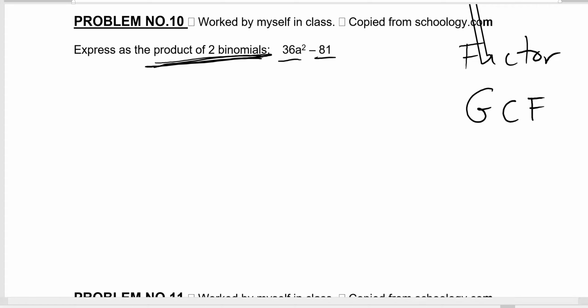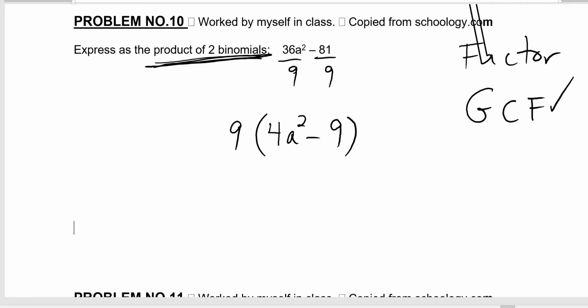And in this case, the highest number that goes into both would be 9. So if there is a GCF, you have to do GCF factoring. Write the GCF, open a parentheses. Then divide it out to fill the parentheses. 36 divided by 9 is 4, and bring down the a squared. 81 divided by 9 is 9.